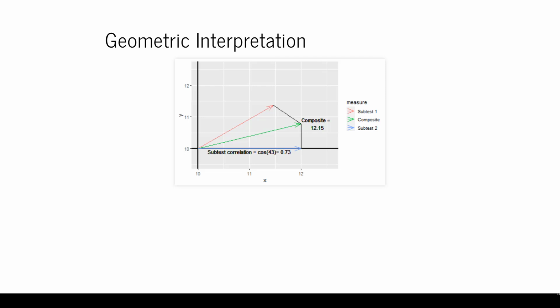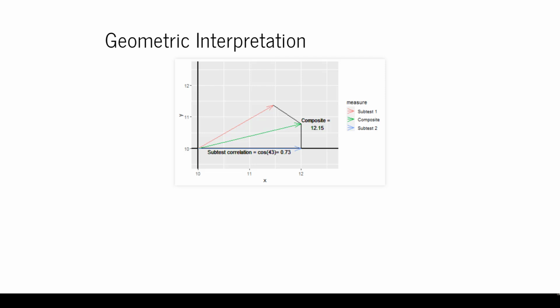Now, what does this tell us? Remember, the red subtest line is 2 from the mean, so it's a score of 12. And the blue subtest line is 2 from the mean, so it's also a score of 12. It's saying that for subtest 1, the score is 12. For subtest 2, the score is 12. The composite is 12.15.